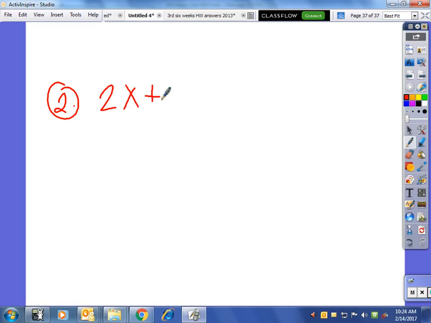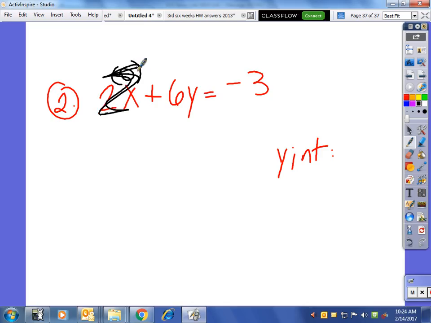All right, 2x plus 6y equals -3. What's the y-intercept? -1/2. Okay, if I want to find the y-intercept, I'm going to put a 0 in for x, which basically makes this whole thing just become a giant 0. I just can cover it up. 6y equals -3, so y would equal -3 over 6, which is -1/2.